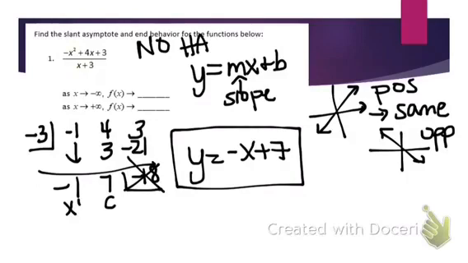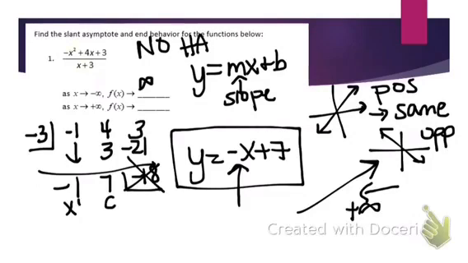So this one, if we notice, has a negative slope, okay? A negative slope is going to look kind of like this graph right here. So as I go to the left side, my arrow is going up to positive infinity. So as x goes to negative infinity, f of x is going to positive infinity. That's what I mean by opposite. And as I go to the right side, it's going down to negative infinity. So as x goes to positive infinity, f of x goes to negative infinity.